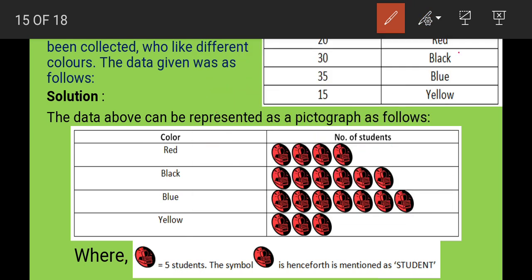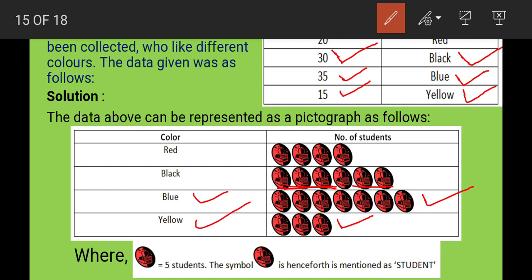Come to the second one. Black color is preferred by 30 students. We have to divide 30 by 5. 5 sixes are 30. So here we have to draw 6 pictures. Next, come to blue color. It is preferred by 35 students. 35 divided by 5 is 7. So in front of blue color we have to draw 7 pictures or 7 symbols. The last one, yellow color, is preferred by 15 students. 15 by 5 is 3. So we have to draw 3 pictures in front of yellow color.